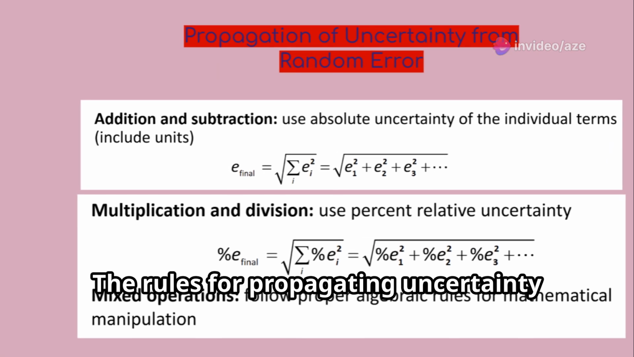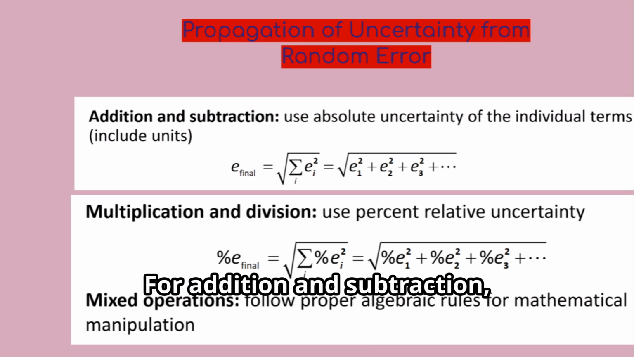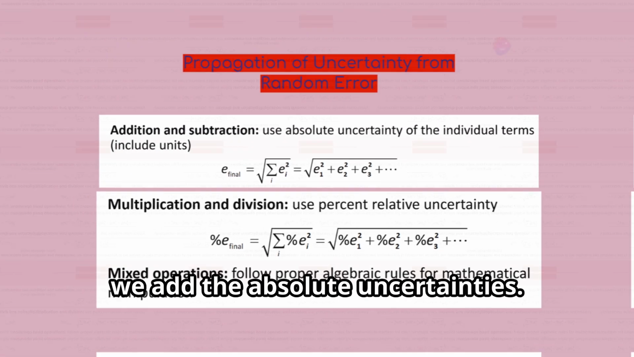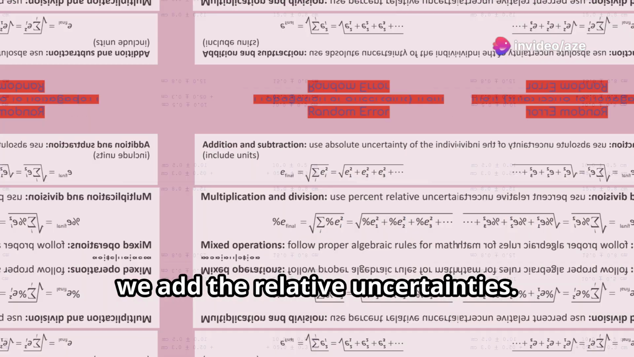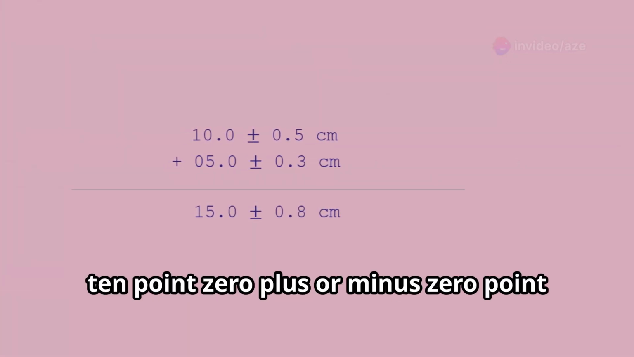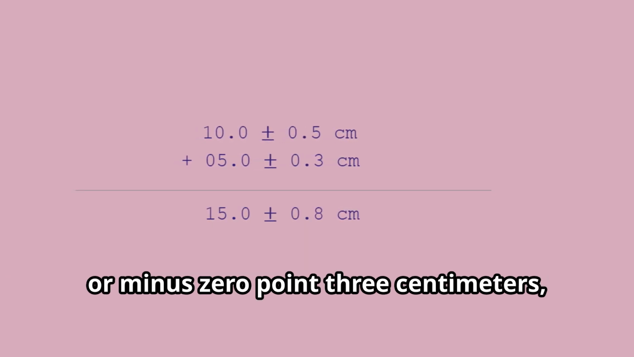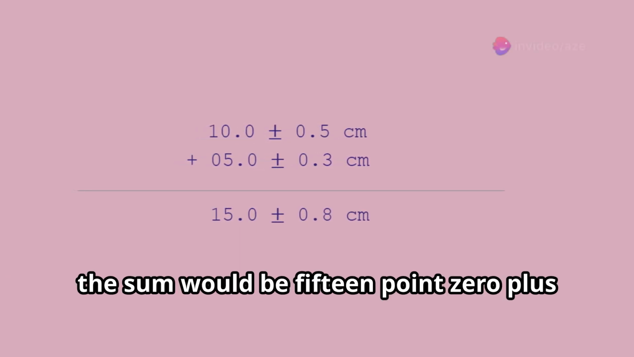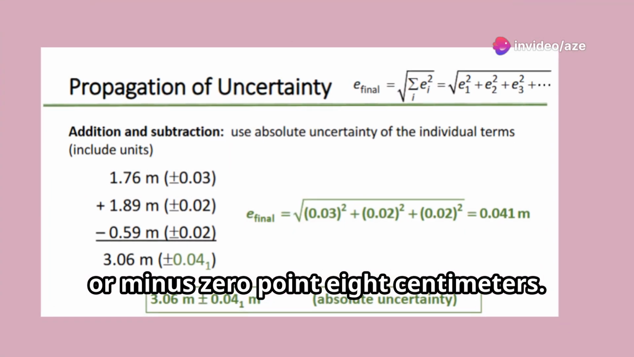The rules for propagating uncertainty depend on the mathematical operation being performed. For addition and subtraction, we add the absolute uncertainties. For multiplication and division, we add the relative uncertainties. For example, if we add two lengths, 10.0 plus or minus 0.5 centimeters, and 5.0 plus or minus 0.3 centimeters, the sum would be 15.0 plus or minus 0.8 centimeters.